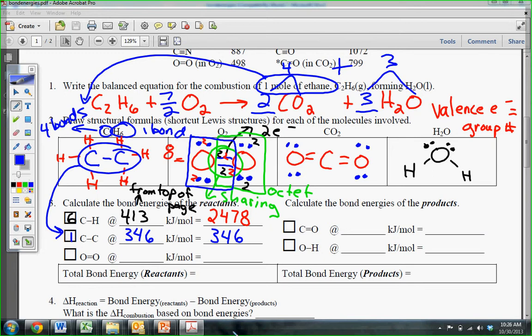All right, so what do I have for O double bond O? 498. Now, I can't fit this in the box. I'm just going to put 7 halves right here. So somebody tell me what we get when we have 7 halves of 498.